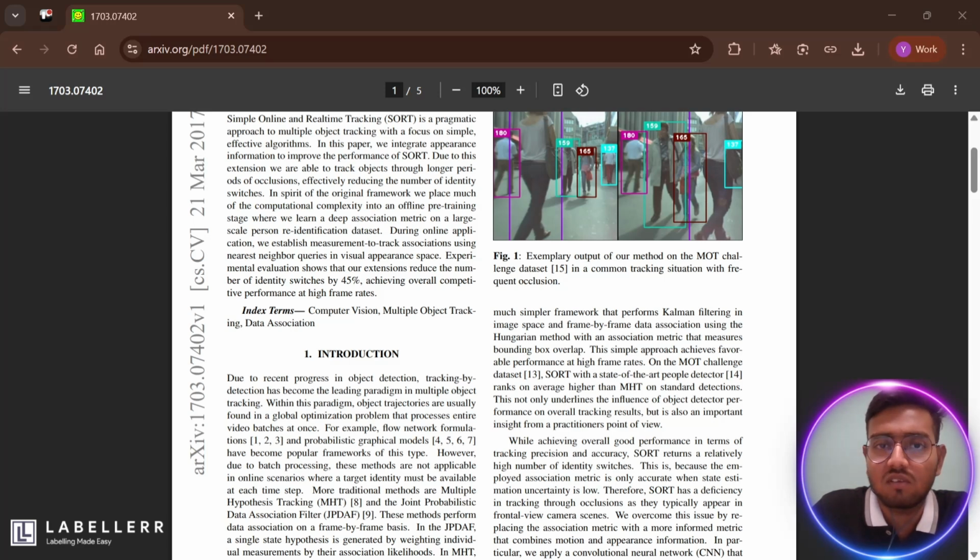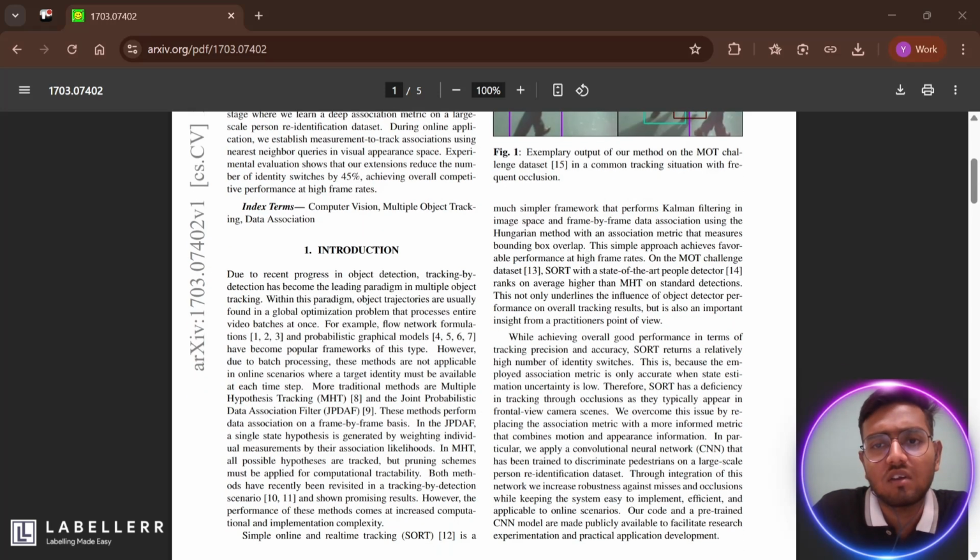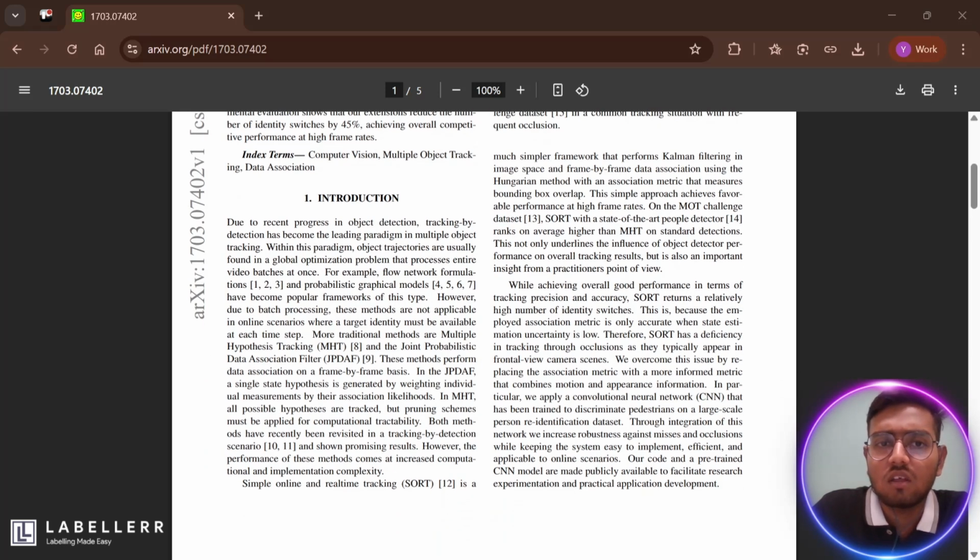First, motion information. They kept the good parts of SORT, the Kalman filter and the Hungarian algorithm. Now, a Kalman filter is like a smart predictor that says, based on where this object was and how fast it was moving, here is where I think it will be next.